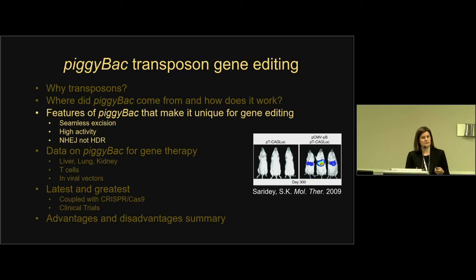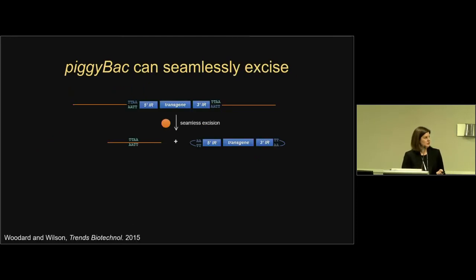Okay, so now talking about some of the features. So I'm going to get back to that diagram I showed you because it's really important. piggyBac is able to do seamless excision. So it can reverse that mechanism I was talking about, and it can cut this back out. And so that blue is going to stay blue, and the green is going to stay green, and you end up with a scarless area here.